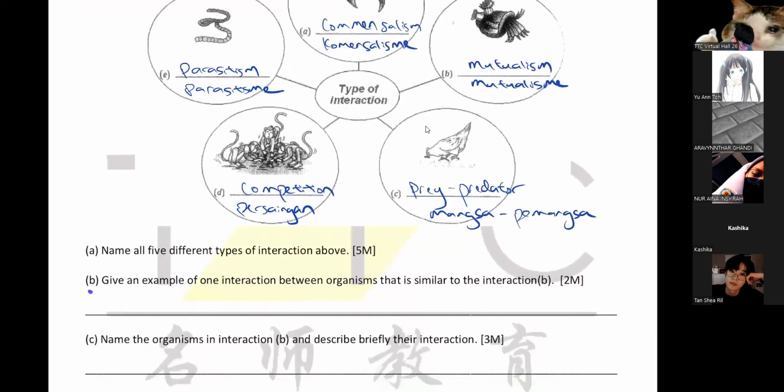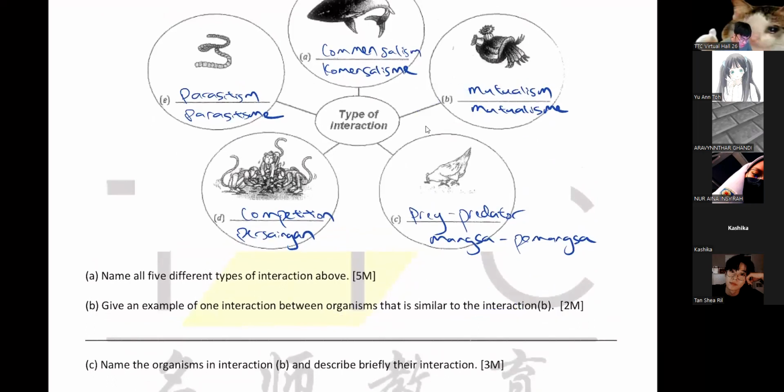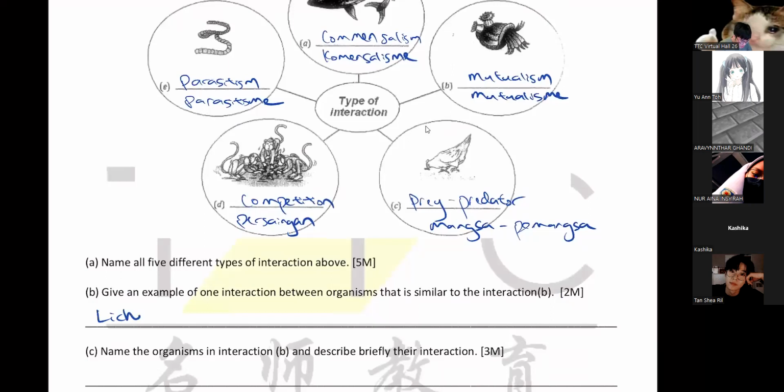So B, give an example of one interaction between organisms that is similar to B. So who else is similar to B? So many. You have your lichen. Okay, in Vietnamese it's called lichen. You have your anemone and clownfish. Okay, you have your buran dan ikan badut. So many. And then you have your myna bird and buffalo. Okay, your kerbau dan burung myna.